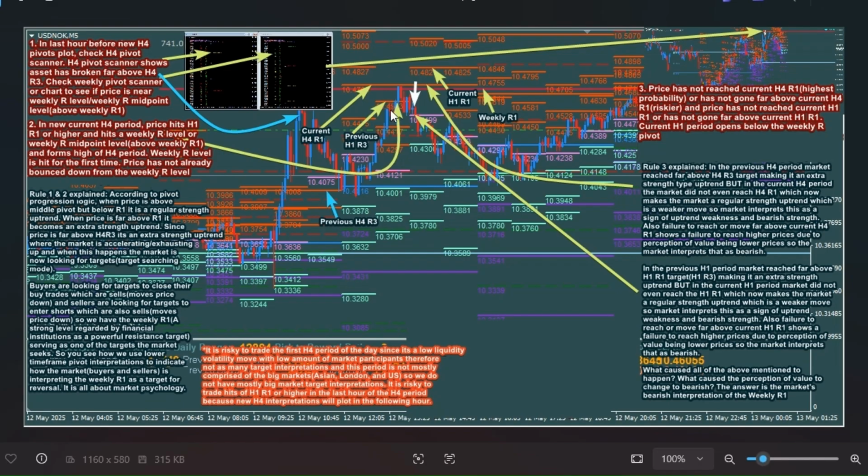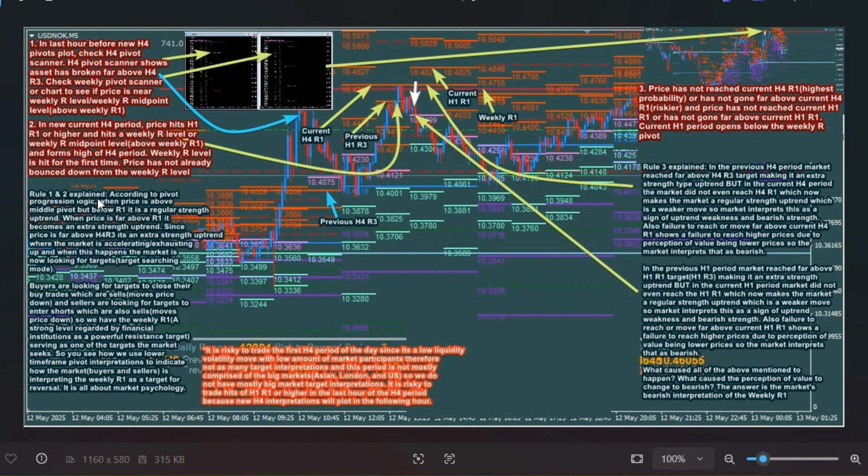So we want to take these trade setups when price is hitting the weekly R level for the first time in the weekly period, okay? We don't want to take trade scenarios where price has in the past already hit the weekly R level and then dropped down and then came back up and hit the weekly R level for a subsequent time, and then we take the trade. No, we don't want those scenarios. We only want to take the trade when price is hitting the weekly R level for the first time in that weekly period, okay?